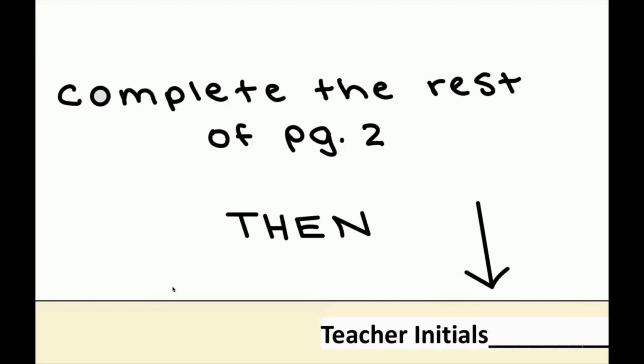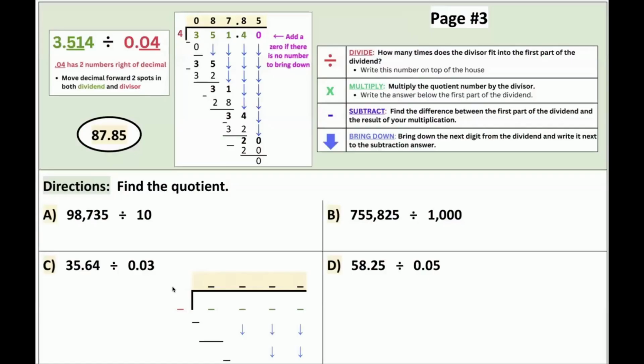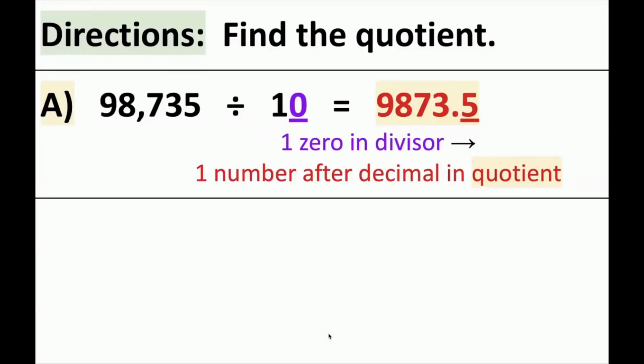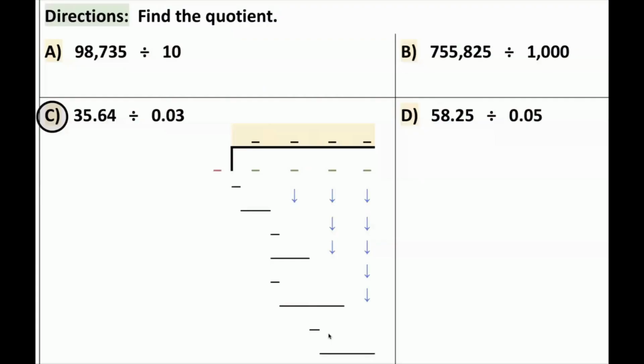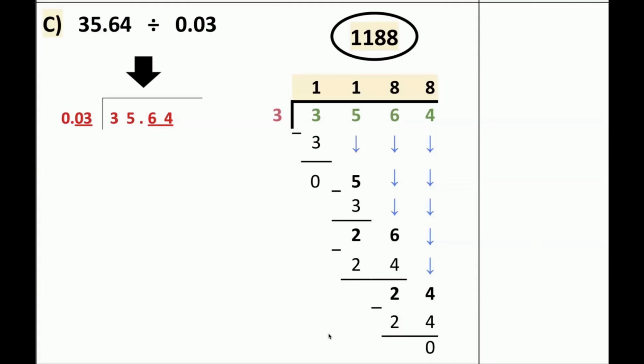Complete the rest of page 2 on your own, then check in with your teacher to get additional feedback. Complete problems A and B, then come back to the video. Check your work for problem A. This video won't go over the answer for problem B. Complete problem C, then come back to the video to check your work. Check your work for problem C.